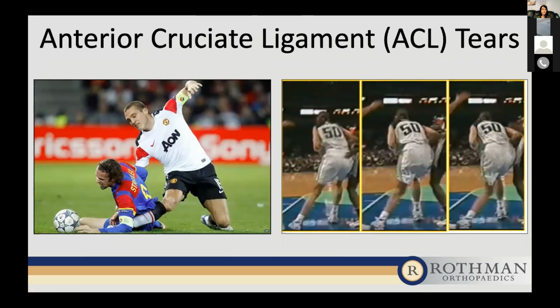So anterior cruciate ligament or ACL tears are very common. About 200,000 surgeries for the ACL are performed in the United States every year. So these are very, very common injuries. They are most commonly associated with sporting activity, but they can occur from falls and just traumatic events.